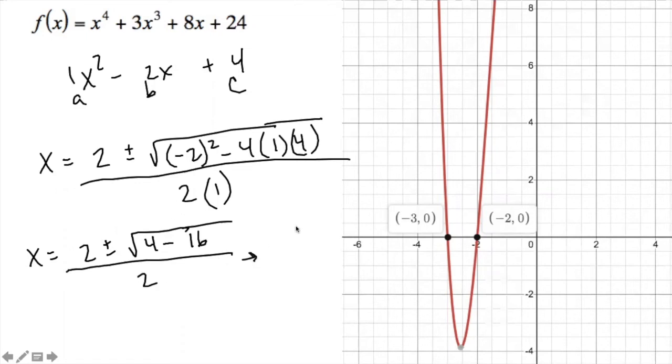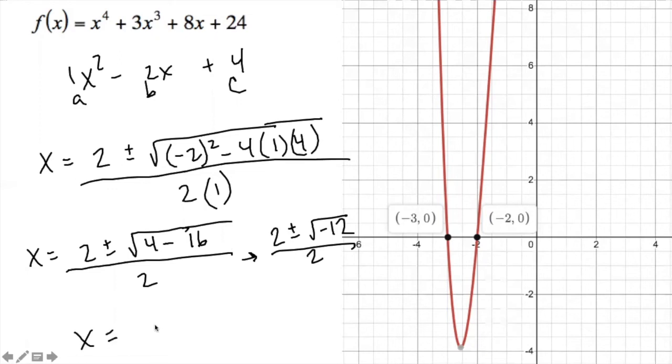So you might see what's happening here. We've got 2 plus or minus the square root of 4 minus 16. We're taking away a bigger from a smaller, so we're into the negatives. 4 take away 16 is negative 12. So there is our problem. That's why they're imaginary.